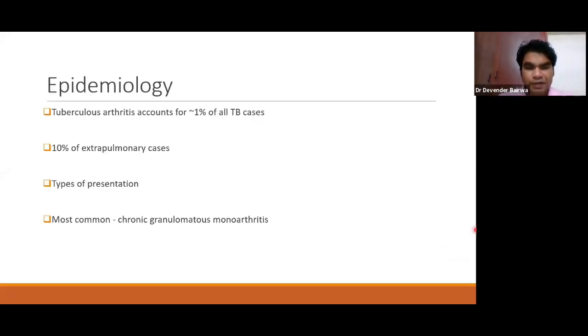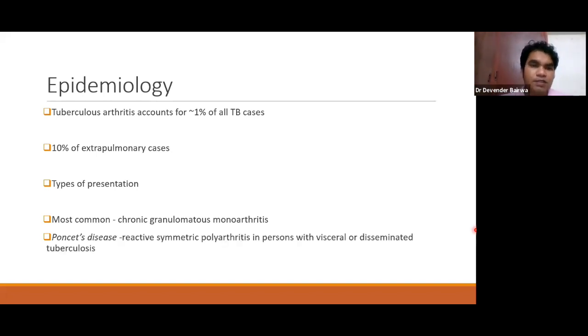Types of presentation: now we are not covering TB spine here. TB spine is out of the syllabus of this chapter, but TB spine is the most common way through which musculoskeletal tuberculosis presents. As far as arthritis is concerned, there are two different presentations. The most common presentation is chronic granulomatous monoarthritis. It means one single, slow, indolent infection of one joint. Mostly it is the knee or hip.